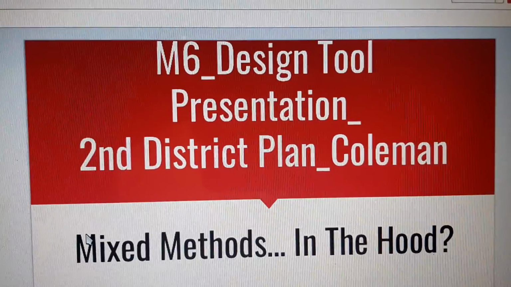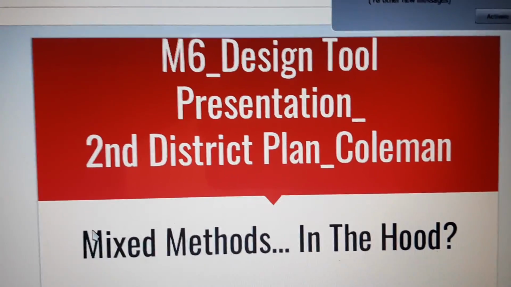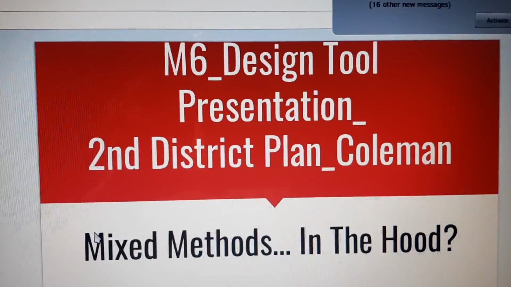So these are the things we need to approach as we go into M7, the design tool presentation, second district plan for Coleman working for Miss Darby, mixed methods in your hood.